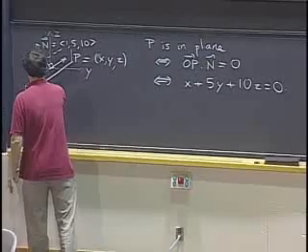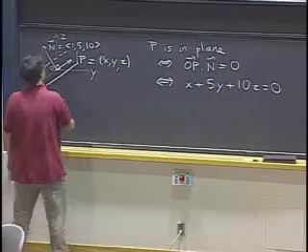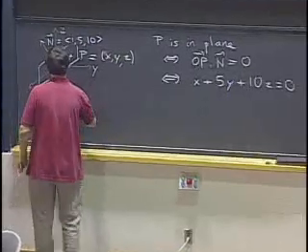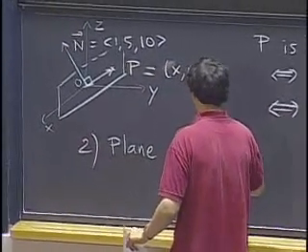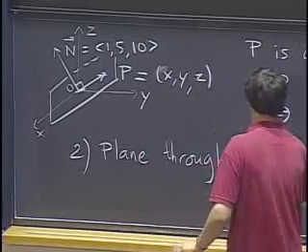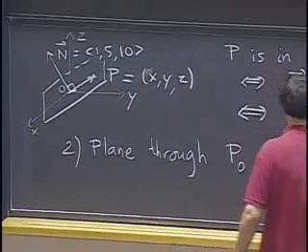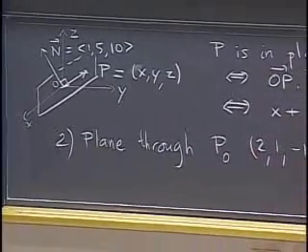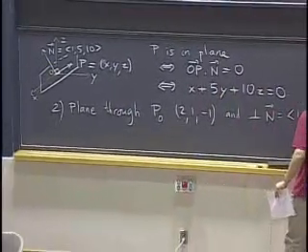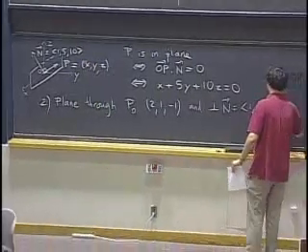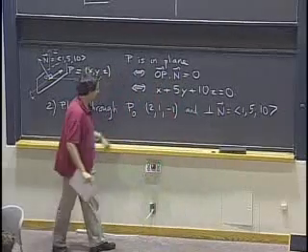Now, let's think about a slightly different problem. So let's do another problem. Let's try to find the equation of a plane through a point P0 with coordinates, say, 2, 1, minus 1, and with normal vector, again, the same guy, 1, 5, 10. Okay? So how do we find an equation of this thing?